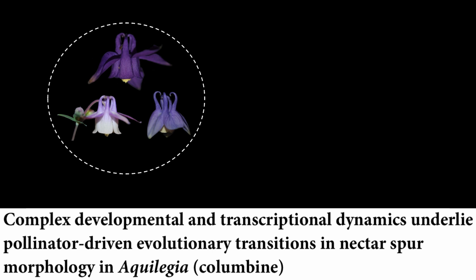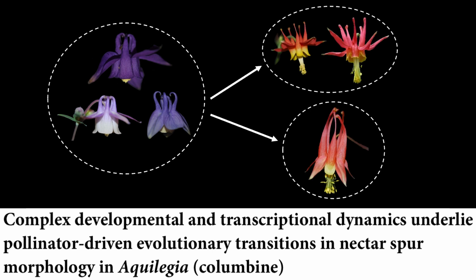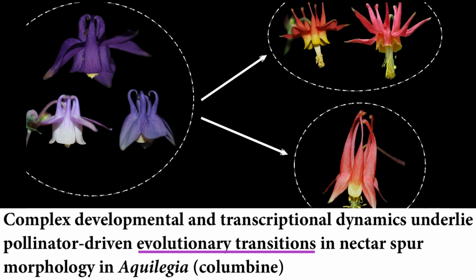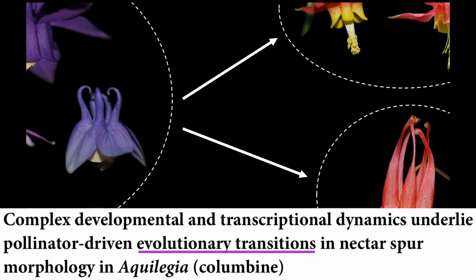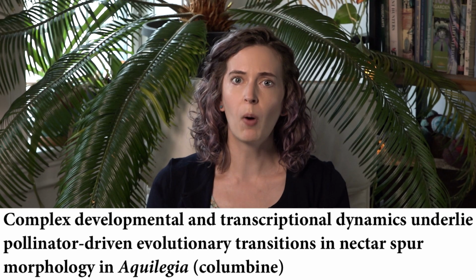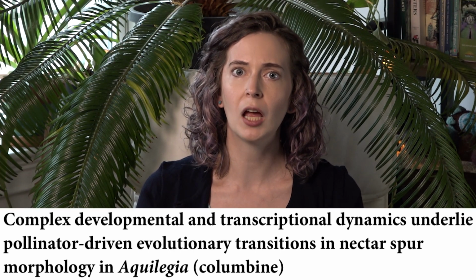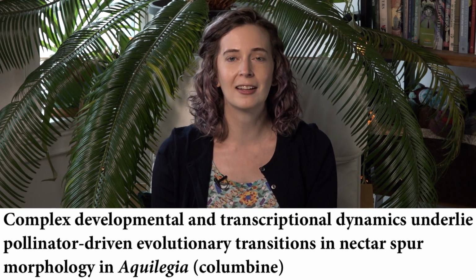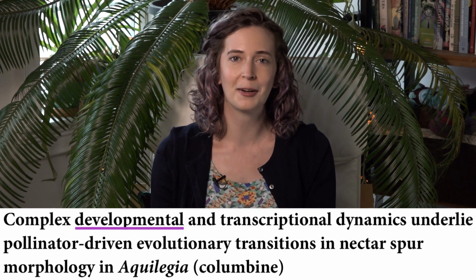But then there were two completely separate evolutions of hummingbird pollination. That means red flowers, straight spurs, changes in nectar chemistry. These all evolved twice independently in the genus Aquilegia. What? I want to study that. How'd that happen? So to find out, first I looked at spur development in curvy and straight spurs.